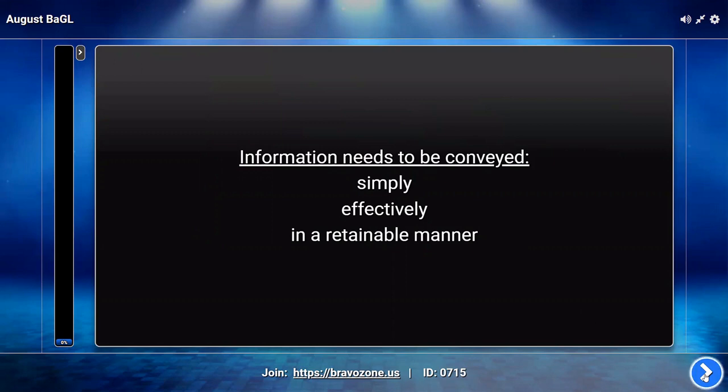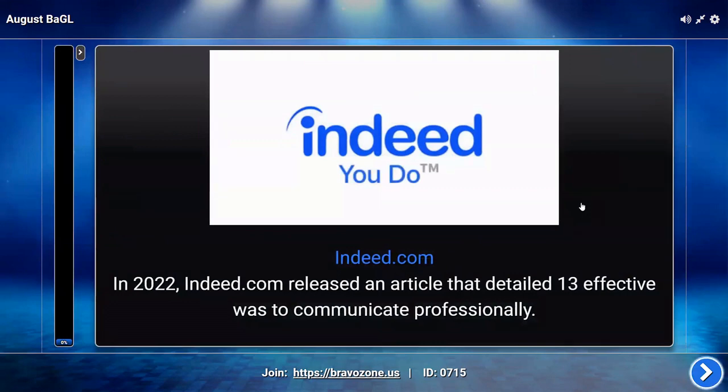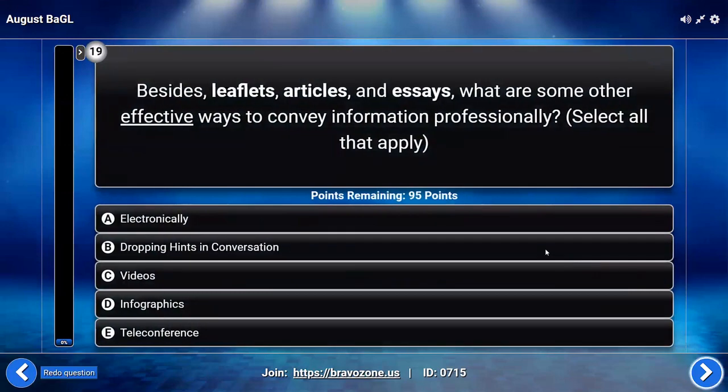I'm going to advance the slide here. It lets you know the timer is on. Here's the preview slide. In 2022, Indeed.com released an article that detailed 13 effective ways to communicate professionally. Besides leaflets, articles, and essays, what are some other effective ways to convey information professionally?